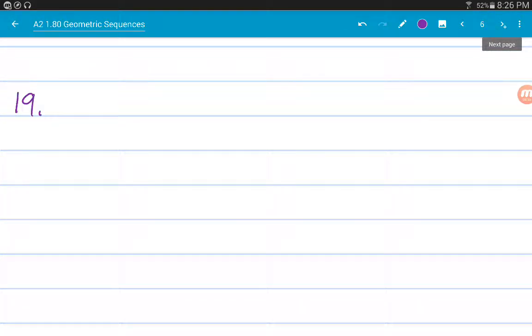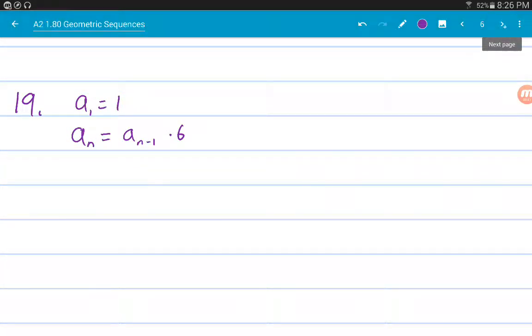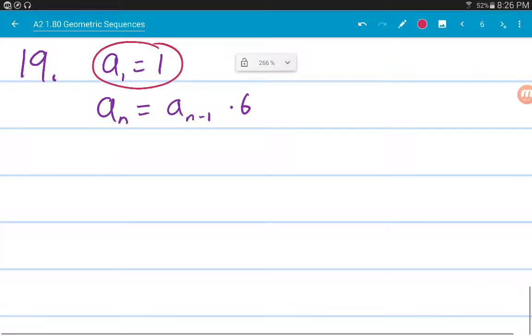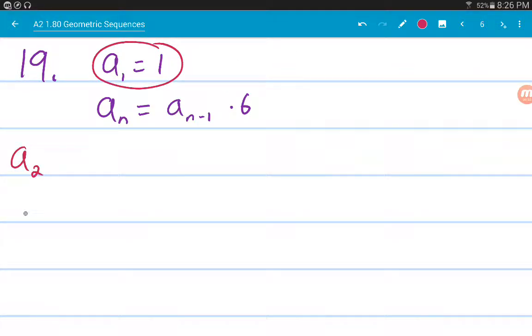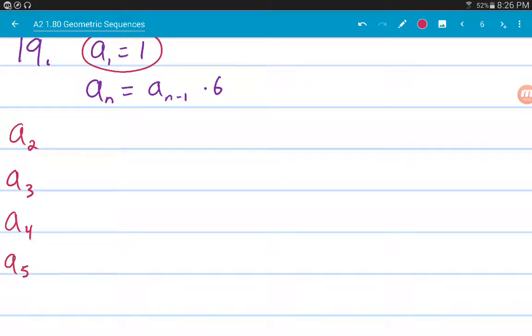So this is question 19. Okay, now if I want to find the first 5 terms, I have a sub 1. What else do I need? I'm going to need a sub 2. I'm going to need a sub 3, a sub 4, and a sub 5.